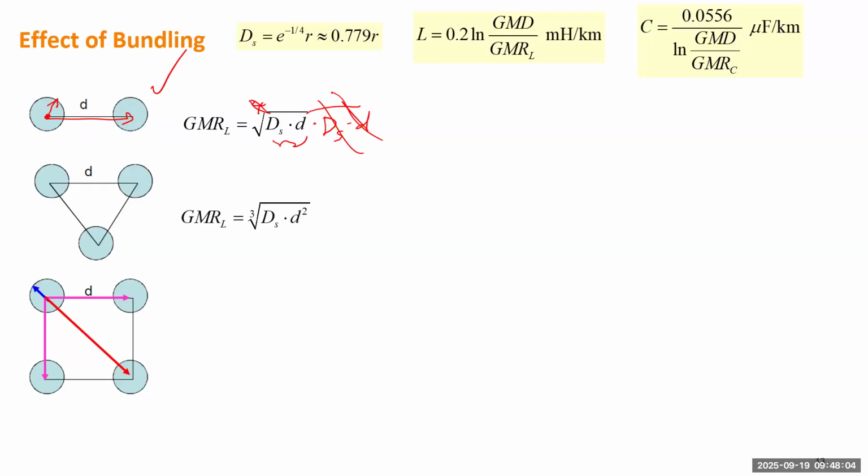For the third one, if we use any conductor as reference, this is the first radius, this is the second, and this is the third one. So that's ds multiplied by d squared. The next case is a little bit more tricky. If you start from the first conductor, you have 1 R, and you have 1 D, and this is D, and this diagonal direction will be D multiplied by root of 2.